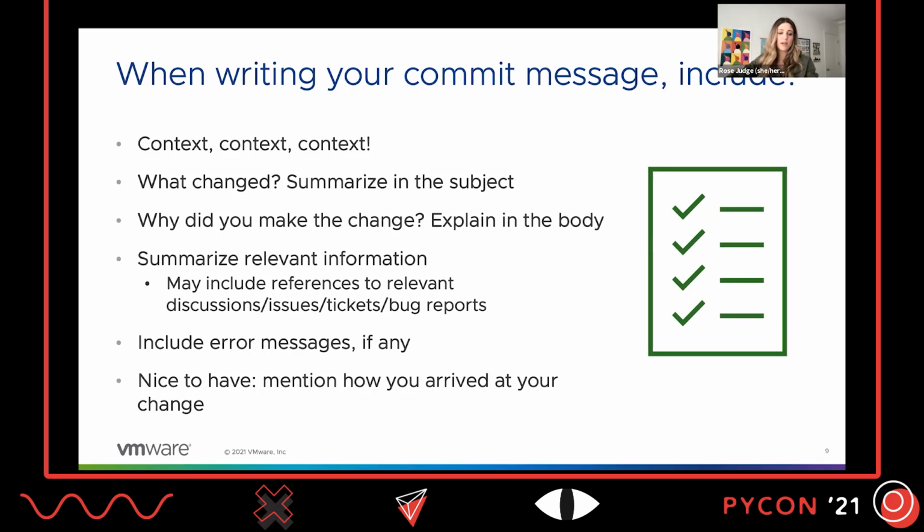And this can be helpful later down the line if someone hits that same error message and tries to search the changelog for a fix. And then lastly, I put nice to have: mention how you arrived at your change. I added this because if you spend a bunch of time working on your change and maybe you tried a few iterations of your implementation before you arrived at the final commit, it's just worth noting that in the changelog so that if someone else in the future goes to look at it, they can know what you did and not have to redo any work around it.